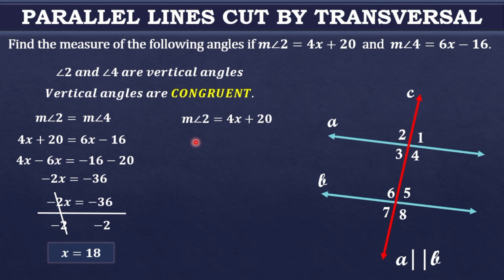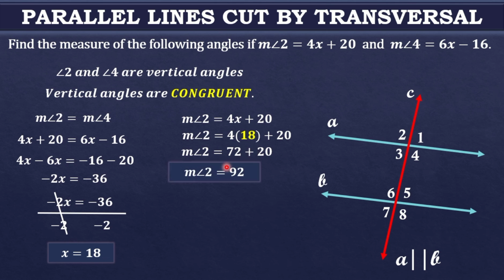So your angle 2 is 4x plus 20. Substitute natin yung value ni x. 4 times 18 plus 20. 4 times 18, that is 72. So 72 plus 20, that is 92. So the measure of angle 2 is equal to 92.